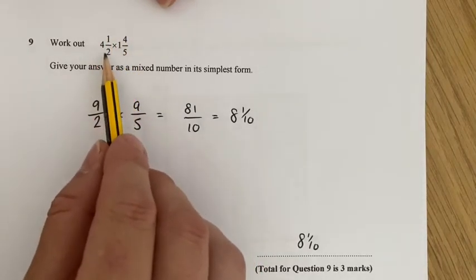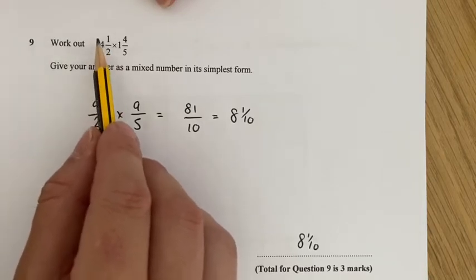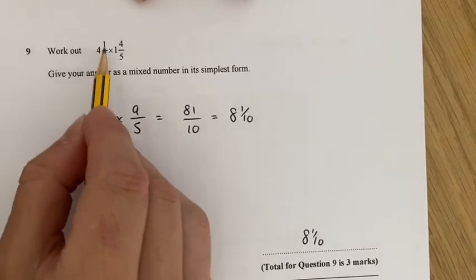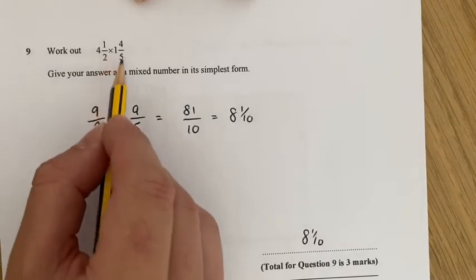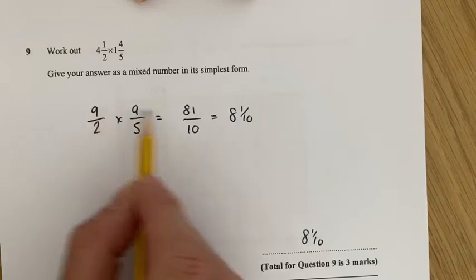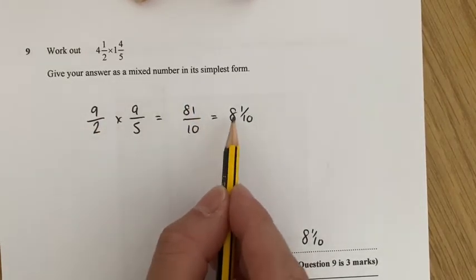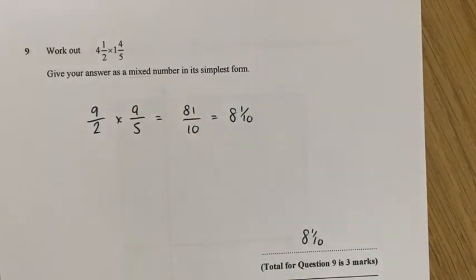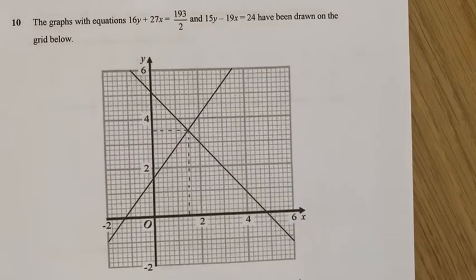So to multiply fractions, you're going to need to remove them from mixed numbers and change them to improper fractions or top-heavy fractions. So 4.5 is 9 over 2. 1 4/5 is 9 over 5. There's no diagonal cancelling or anything going on here, so 9 times 9 is 81, 2 times 5 is 10, 81 over 10. You need to give your answer as a mixed number, and 81 over 10 is 8 1/10. Question number 10.